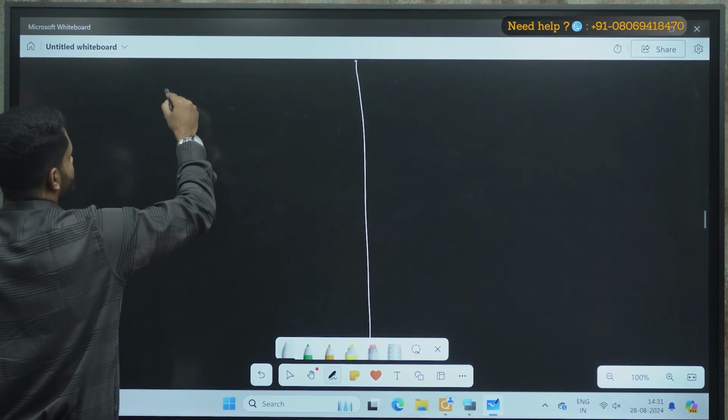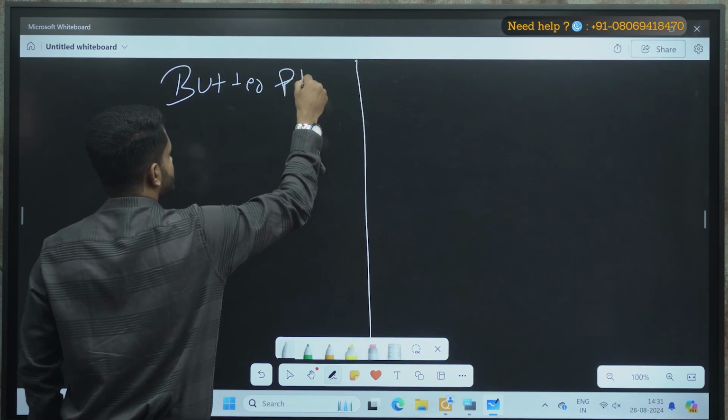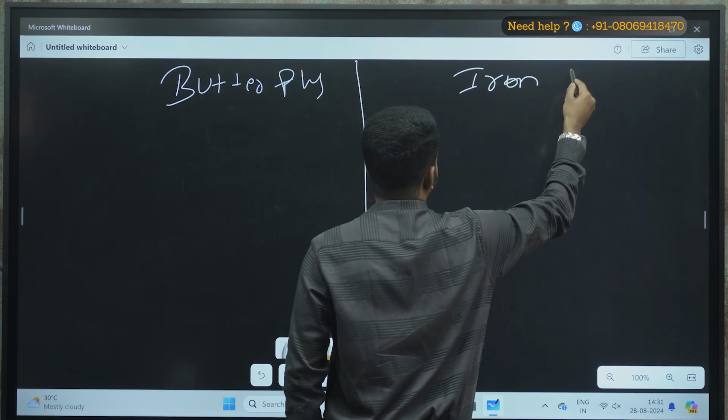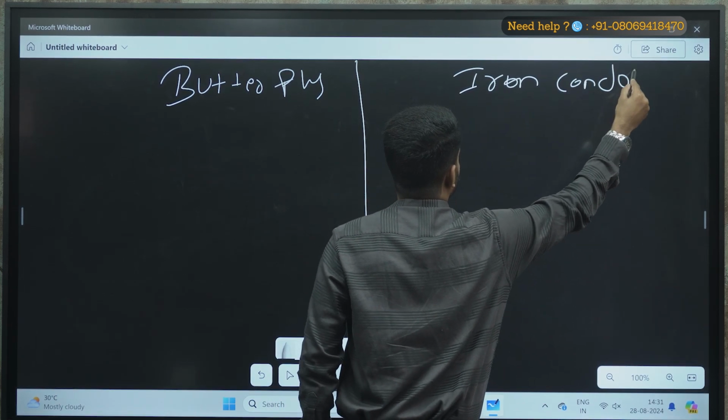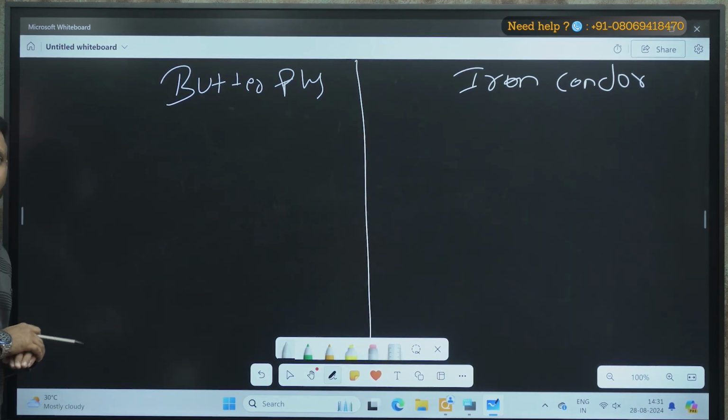The first one I would say is butterfly, and another one is iron condor. Okay, so what is a butterfly?